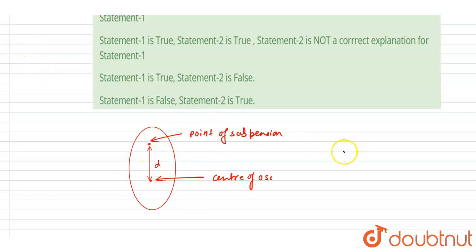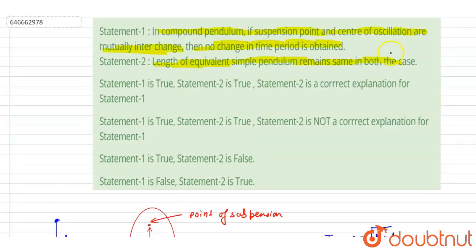So if I write down the time period, it will be equal to 2 pi under root mgd by I, right? So if you compare this with a normal simple pendulum, right, so basically if you see here, unless this distance d changes, the time period will not change. So if you see here, the reason said here that the length of equivalent simple pendulum, right?